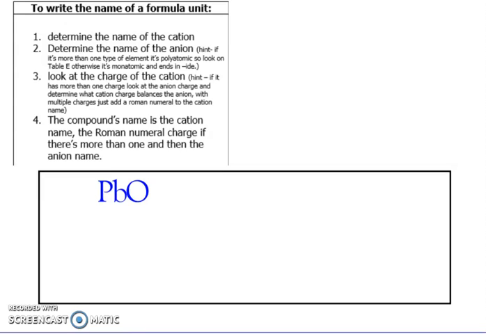All right, so this is how we're going to write the name of a formula unit if we were given the formula, okay? So the first step here, it says determine the name of the cation. So we look at our symbols, and I see Pb, and then I see O. I have two capital letters, all right, and I have one lowercase letter. This first capital letter and the lowercase letter, that is my cation. So this whole thing is my cation.